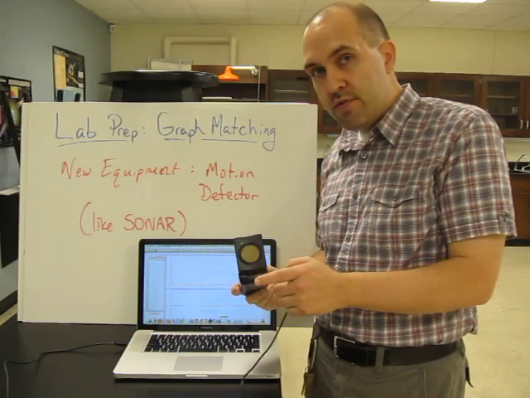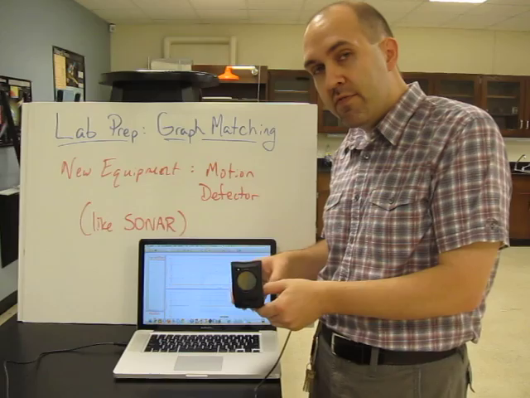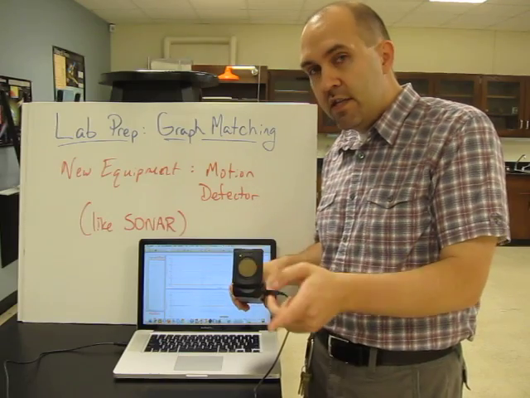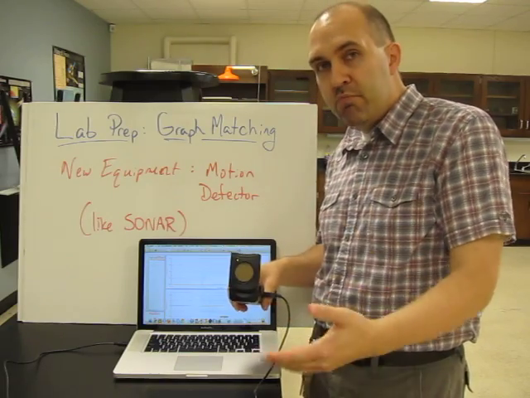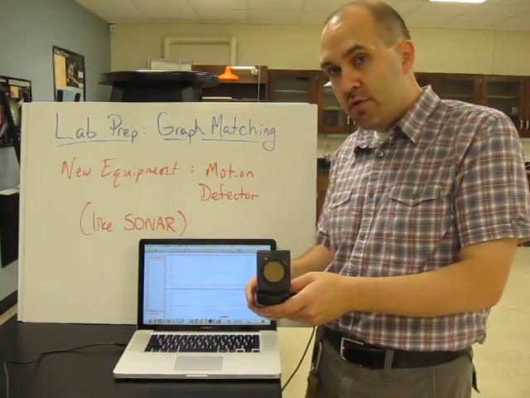It sends out sound pulses, and they bounce off objects and come back, and then the computer can measure the time difference between the sending and the echo, and it can then plot position and velocity and acceleration and other quantities. So that's what we're going to be using.